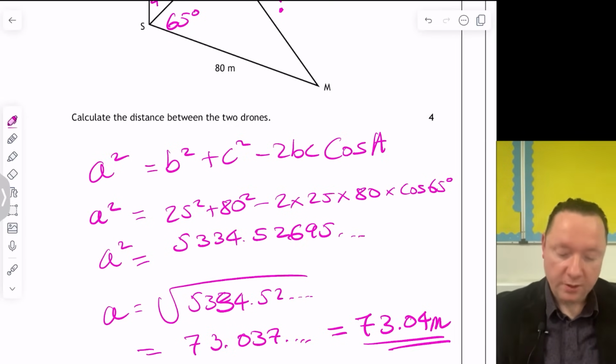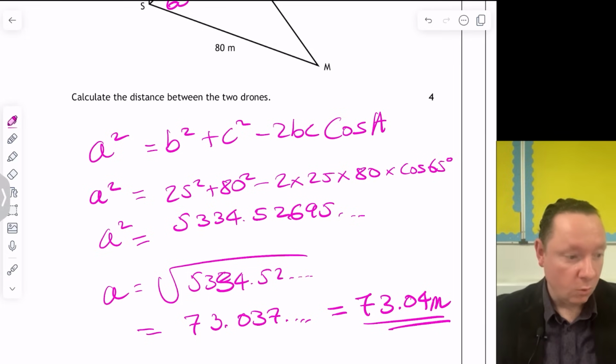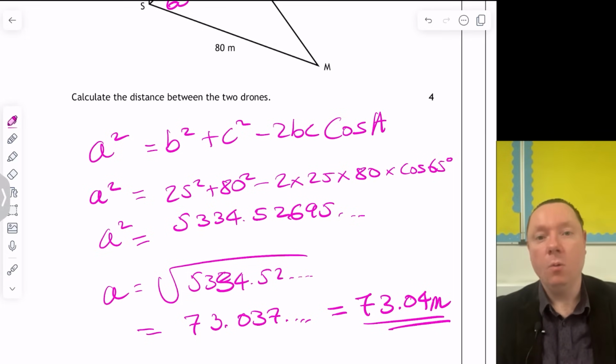Don't worry too much about your rounding unless it says rounding. I mean, technically 73 would be the best there because everything was given to us in two significant figures, but I wouldn't worry too much about it. I know a lot of people would put 73.04 or something like that, so just don't worry too much about rounding. You'll be fine unless you're asked to actually round.